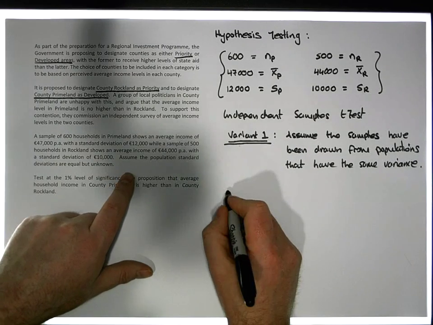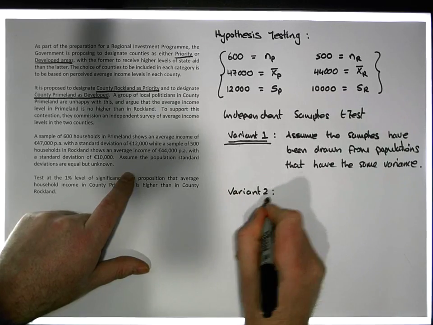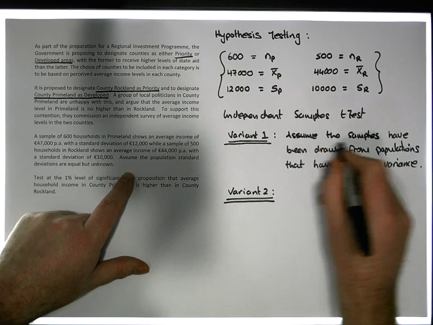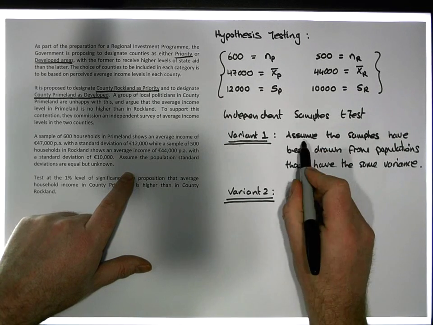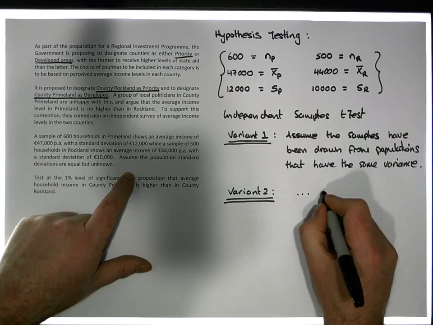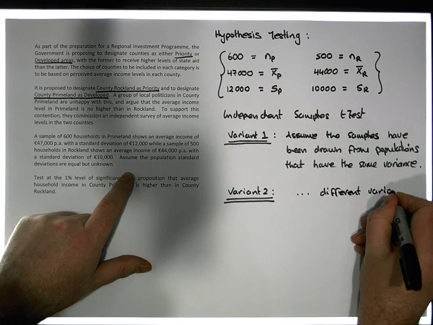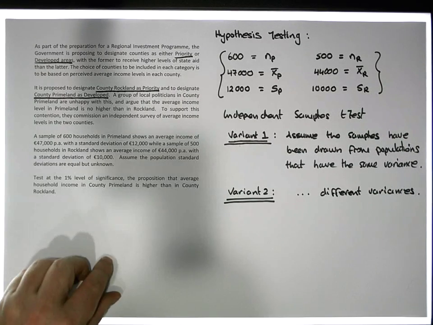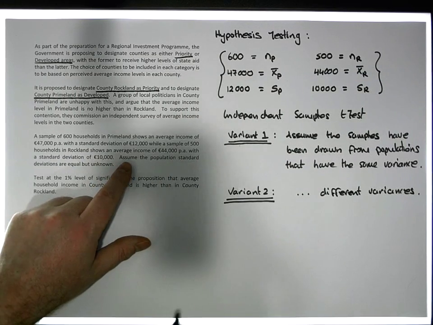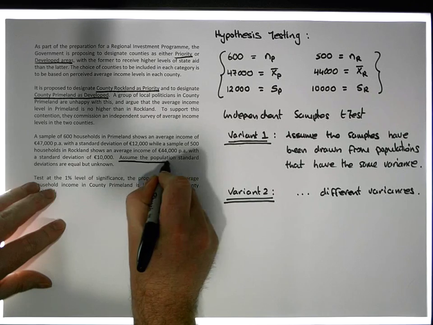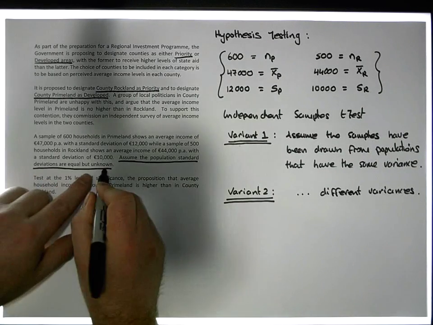There is another version of it, okay? Variant 2, where we assume the samples have been drawn from populations that have different variances, okay, different variances. Now, in this particular scenario, the examiner, Stephen, who set this scenario, has told us to assume the population standard deviations are equal but unknown. Okay.